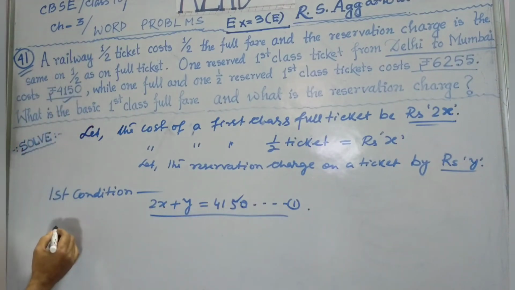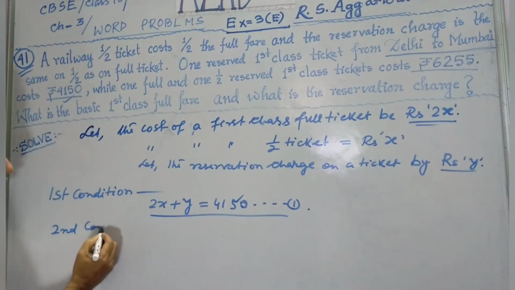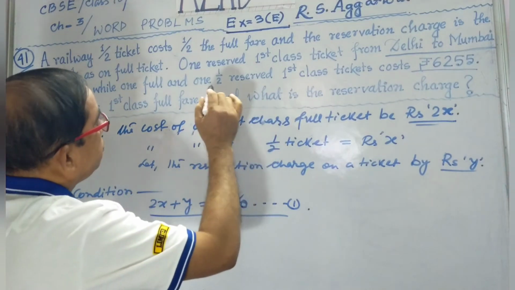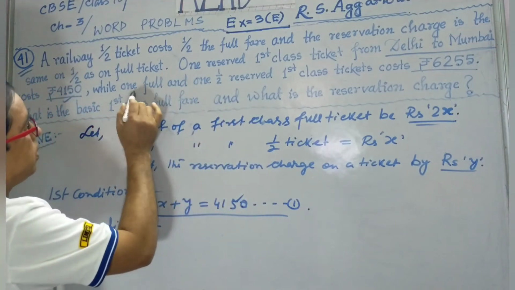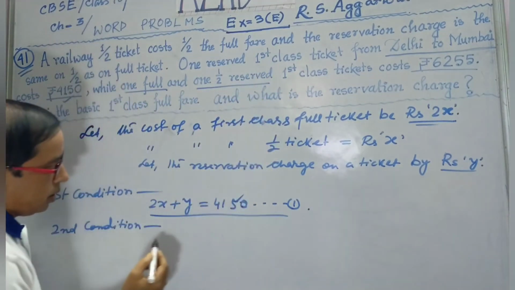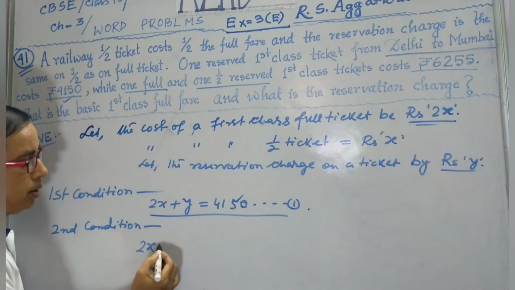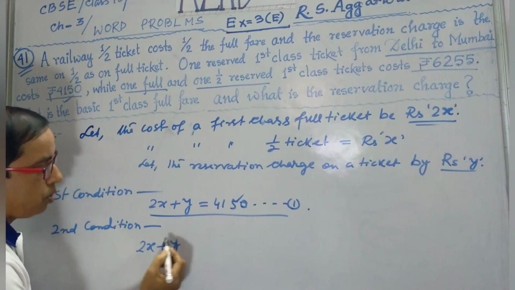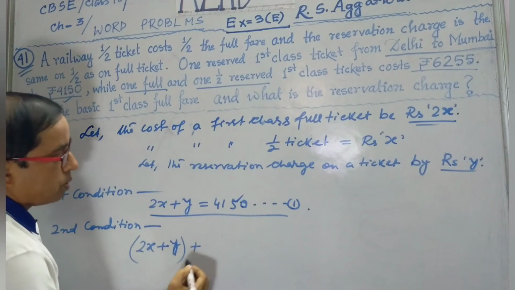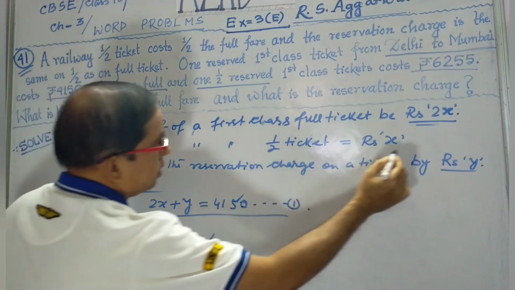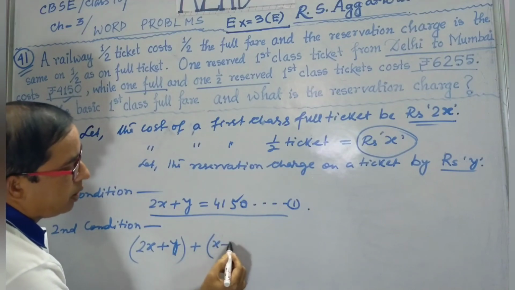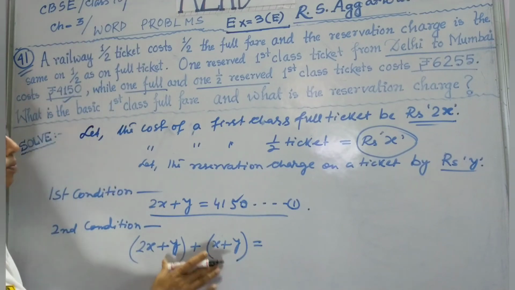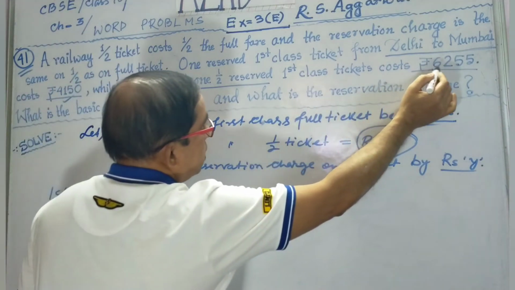Now for equation 2, that is from the second condition. In the second case, there was one full ticket and one half ticket. What is the cost of one full ticket? 2x. And what is the charge of this ticket? The reservation charge is y. This is the cost for the one full ticket plus one half ticket, meaning the cost of the half ticket is rupees x, and it also has a reservation charge of rupees y. Now for these two, the person paid rupees 6255.